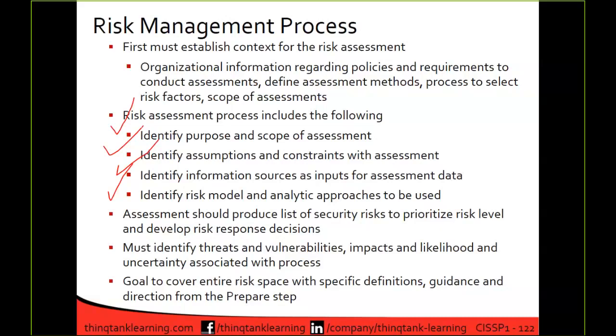So you might not have an affinity to run any type of risk assessment, but you may not have a choice. You may be regulated by a certain regulatory body based on the business sector that you're in. So that would be the purpose and the scope of your assessment. The assumptions and constraints. Okay, these are the technologies we have at our disposal. These are the personnel we have at our disposal. In going through this assessment, we need to make sure we identify anything that's going to affect the overall outcome of the assessment. Information sources as input for the assessment.